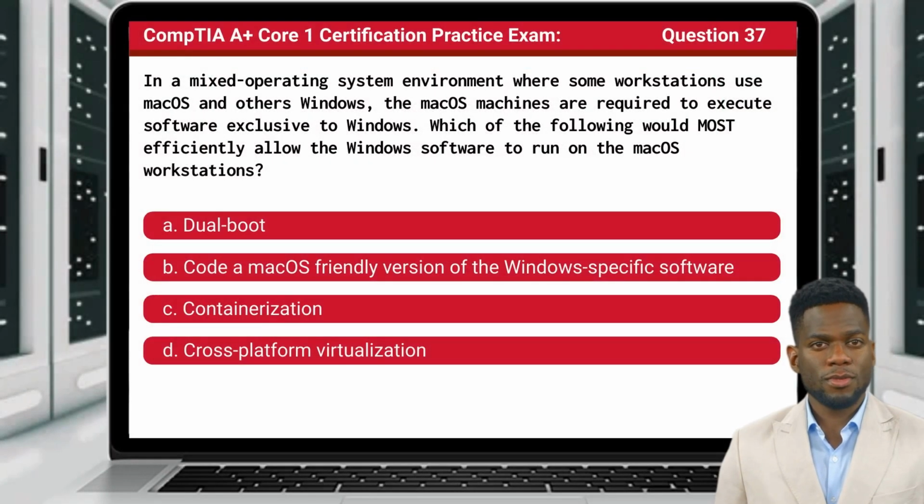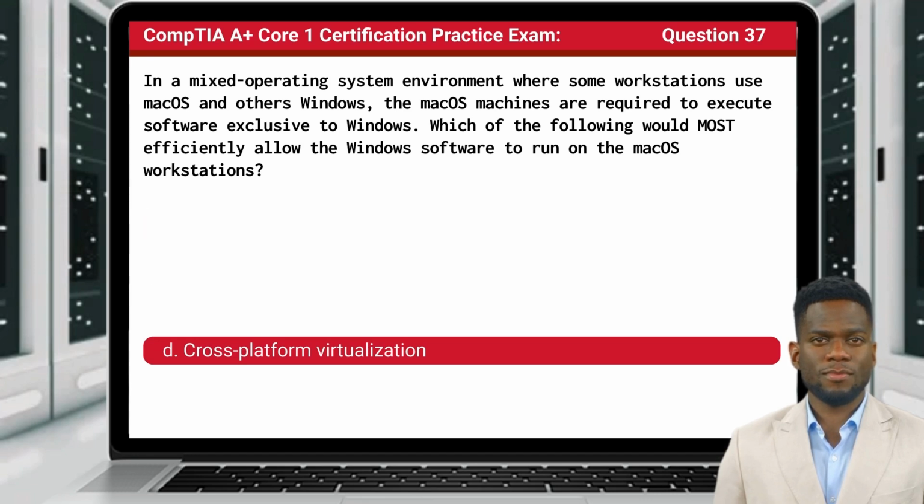Question 37. In a mixed operating system environment where some workstations use Mac OS and others Windows, the Mac OS machines are required to execute software exclusive to Windows. Which of the following would most efficiently allow the Windows software to run on the Mac OS workstations? The answer is D. Cross-platform virtualization.